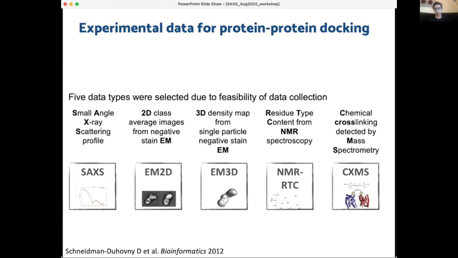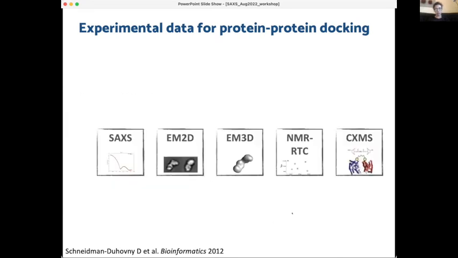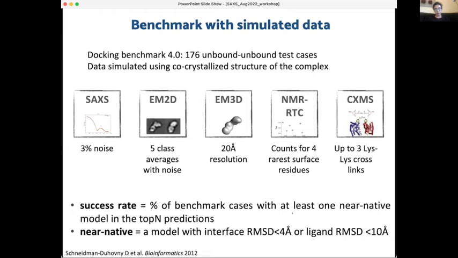Again, the same approach can work with different data sets. So SAXS, it can be EM2D, as I showed you for antibodies, 3D, and cross-linking. And we tested it on those 5 data types. So this is shape information, SAXS and EM, and the crosslinks give us medium range distances. We also had a data set that can give us information about the interface. What we did was simulate large amounts of data for a huge benchmark of almost 200 test cases for docking, and we could see which data is most informative for those complexes.